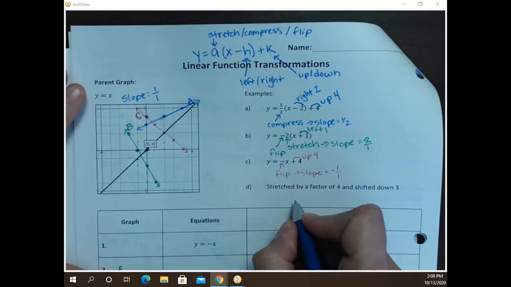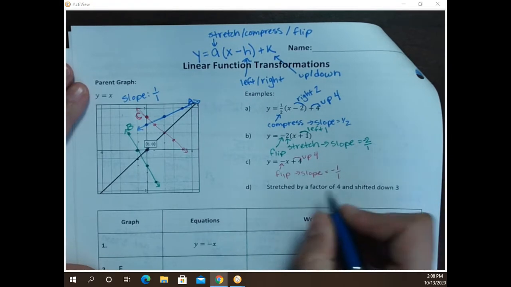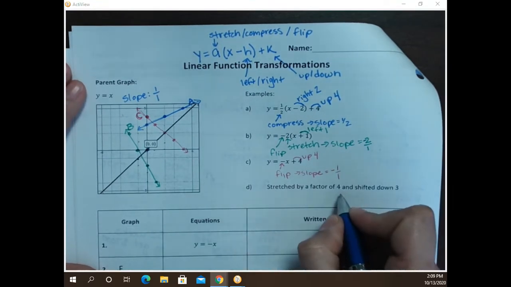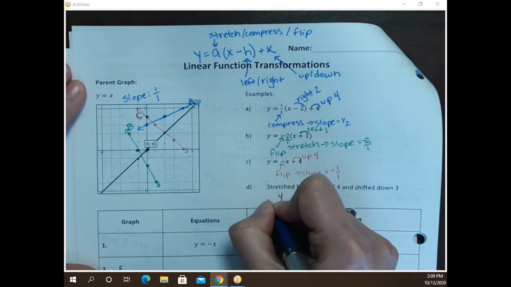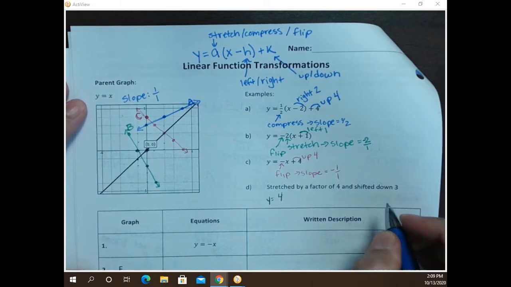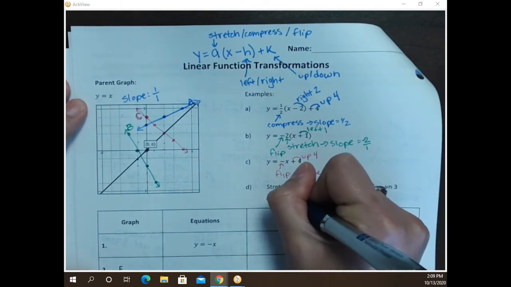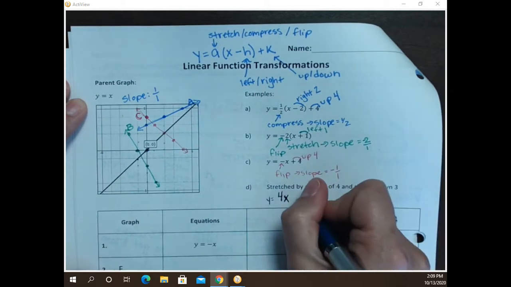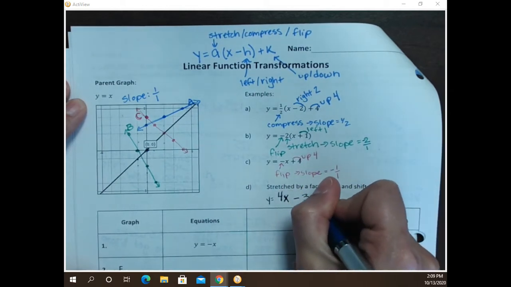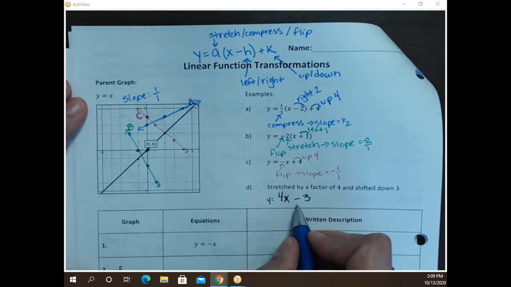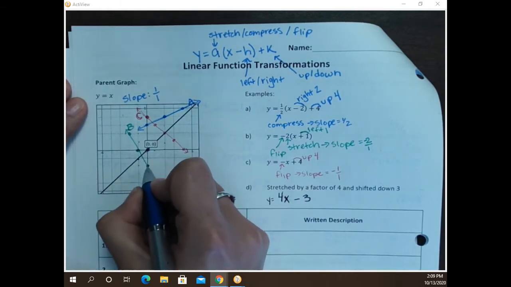For the last graph that I have here, we just have a description. So I'm going to actually write the function as we go through here. It says stretch by a factor of 4. So that means I'm going to have a 4 in front, y equals 4 times, and then shifted down 3. So I'm not doing anything to x, so 4 times x. And then to move it down 3, we're going to subtract 3 at the end. So from my key point, I'm going to move down 3, 1, 2, 3.